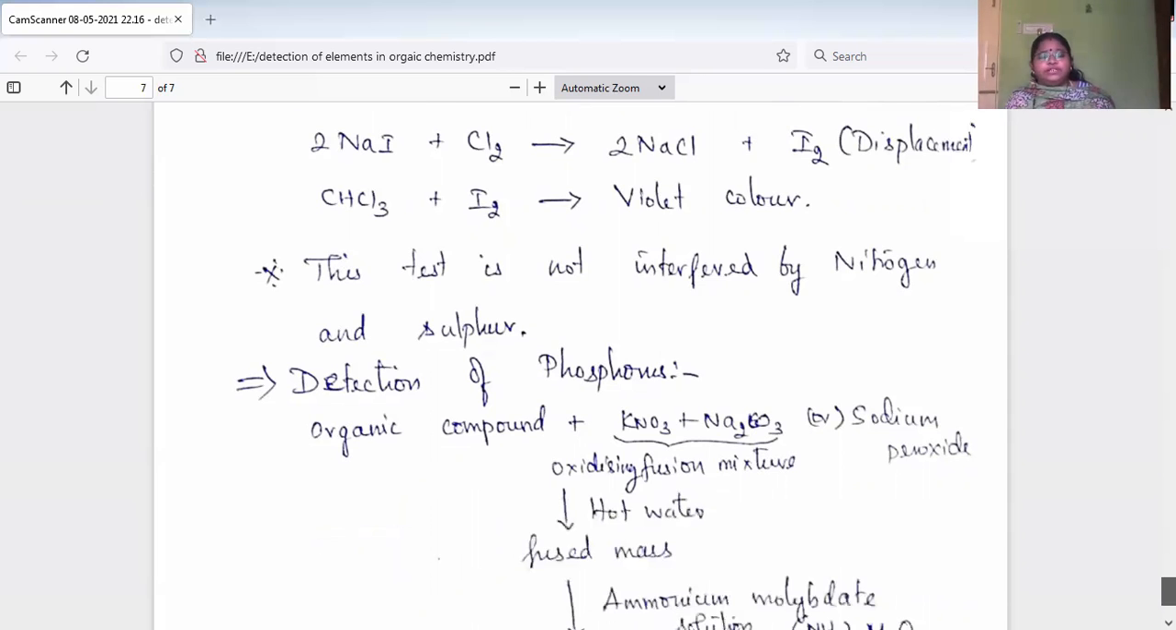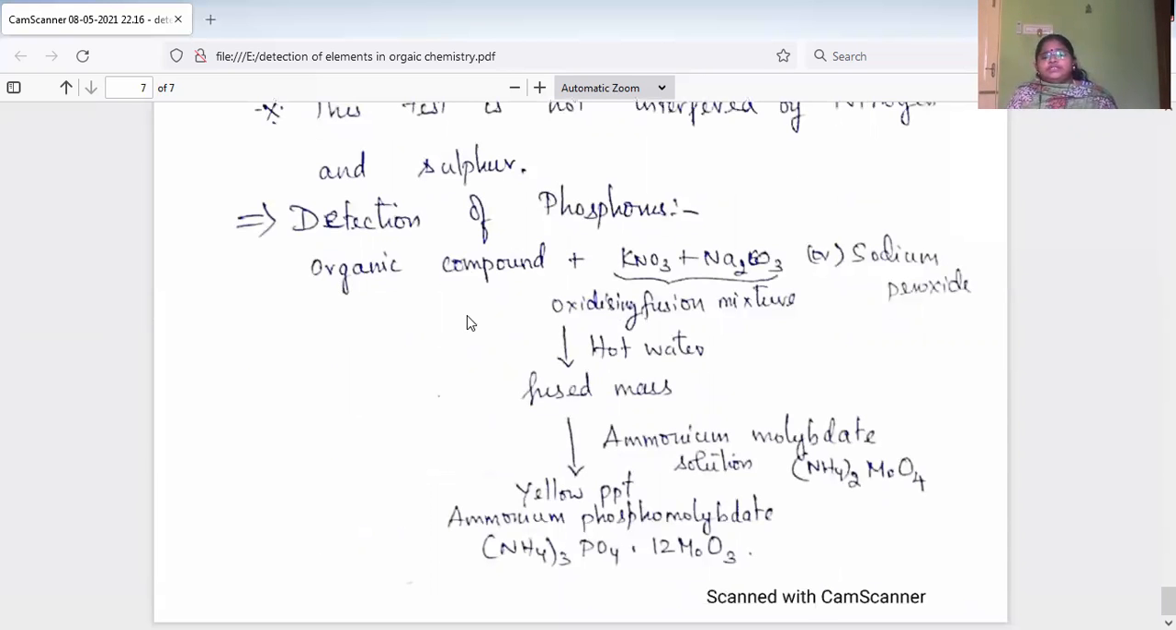Finally, the last one: detection of phosphorus. Here, the organic compound is heated with potassium nitrate and sodium carbonate. Potassium nitrate is, as we have seen before, an oxidizing agent, right? When the oxidizing agent and sodium carbonate react with the organic compound, you will get a fused mass. Instead of this oxidizing fusion mixture, you can use sodium peroxide too. That also gives the same thing. So, a fused mass.